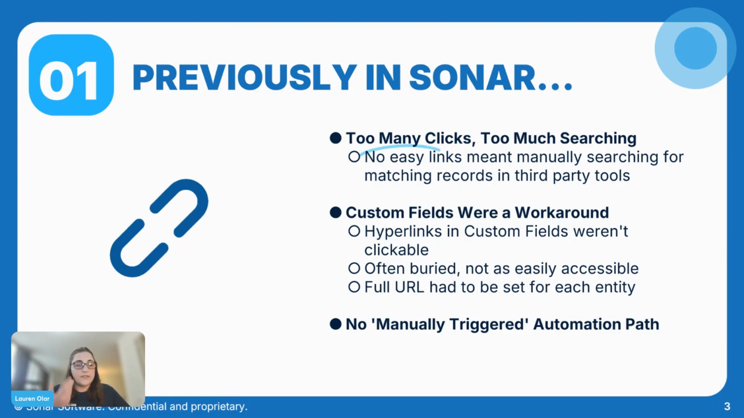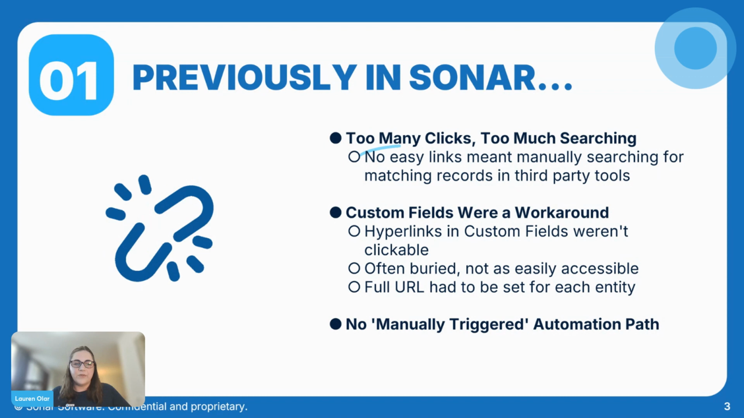You may have been using custom fields as a workaround for this. Potentially you had one on the account or network site or whichever entity that housed a hyperlink to any of your third-party systems or anything you wanted to easily access from Sonar. This wasn't an ideal solution. As you may know, hyperlinks, when added to a custom field, are not clickable. It's all text. You'd have to copy and paste. And again, that manual searching and clicking to open a new tab to access it. Not an ideal workflow.